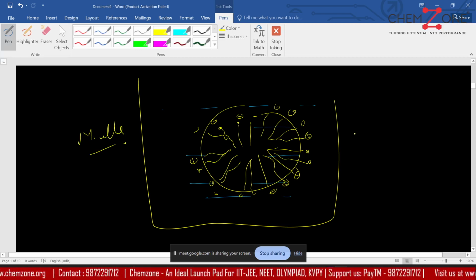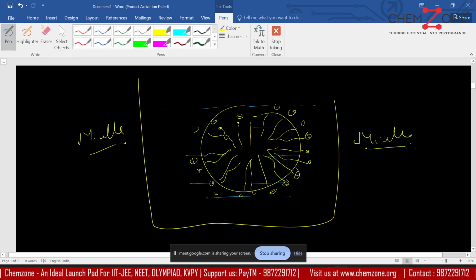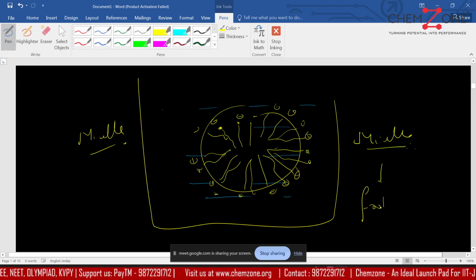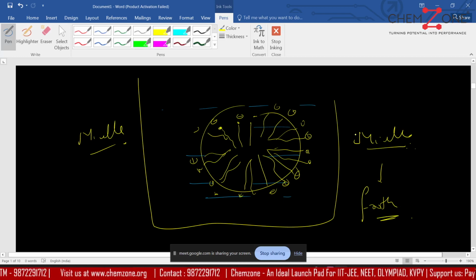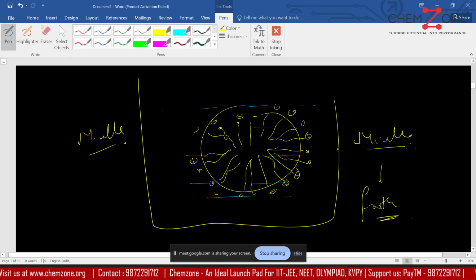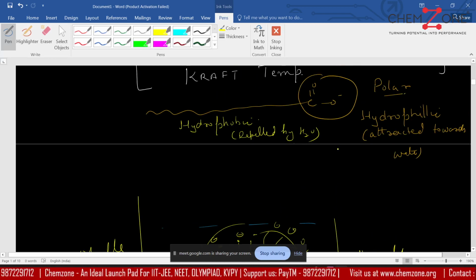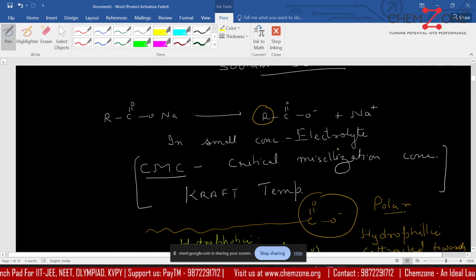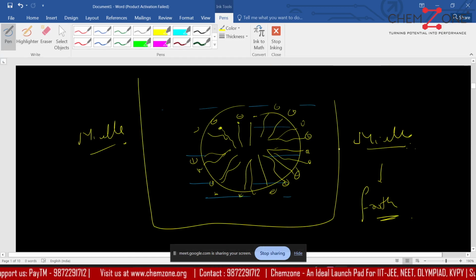Understood now? Yes, sir. So a large number of micelles, when they aggregate together, give rise to froth. Understood now? Till now, any doubt? Under what condition does froth formation take place? How does the froth formation take place? What are the hydrophilic and hydrophobic parts? All these points are clear.